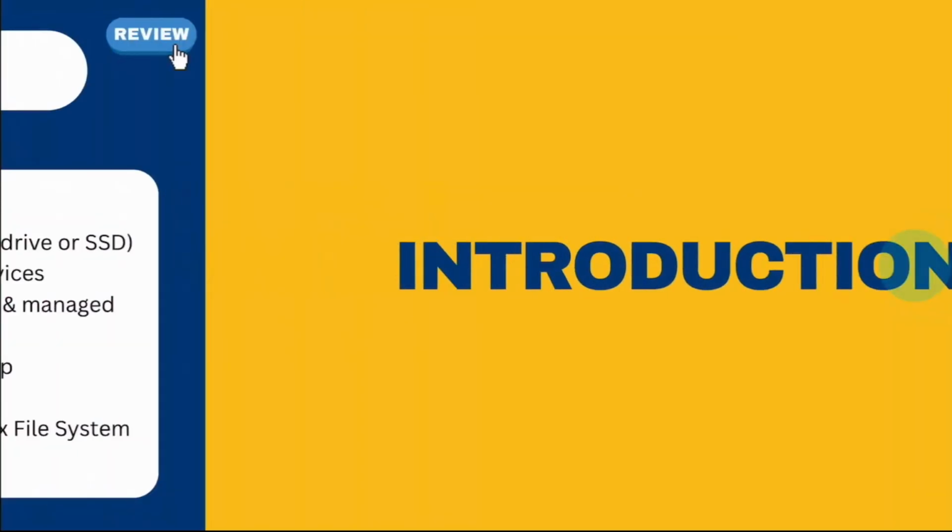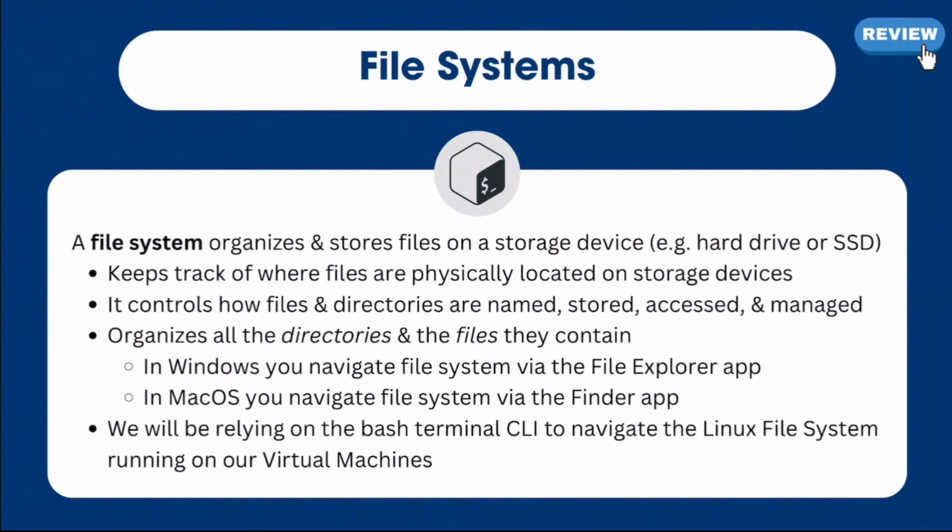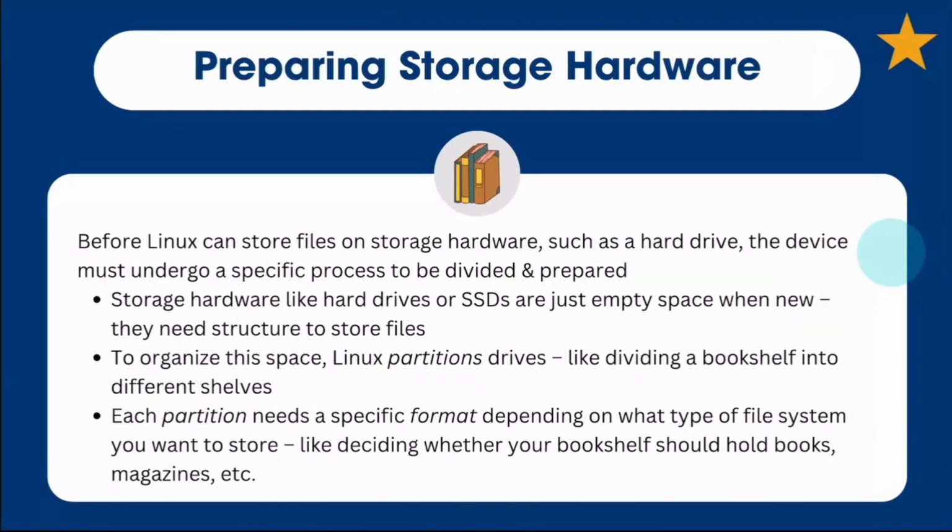So for our introduction, a little reminder of what a file system is. It's just a system that organizes and stores files on storage hardware. That could be a hard drive or SSD. Essentially it's organizing the directories. Remember, that's another name for folders, and the files that they contain.